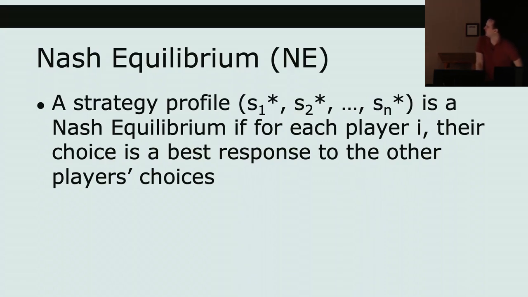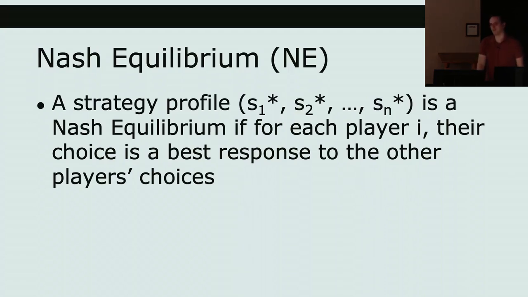So a Nash equilibrium is a strategy profile, and again, a strategy profile is everyone choosing an action. It's a Nash equilibrium if, for each player, their choice is a best response to all the other players' choices. That is the definition of a Nash equilibrium.